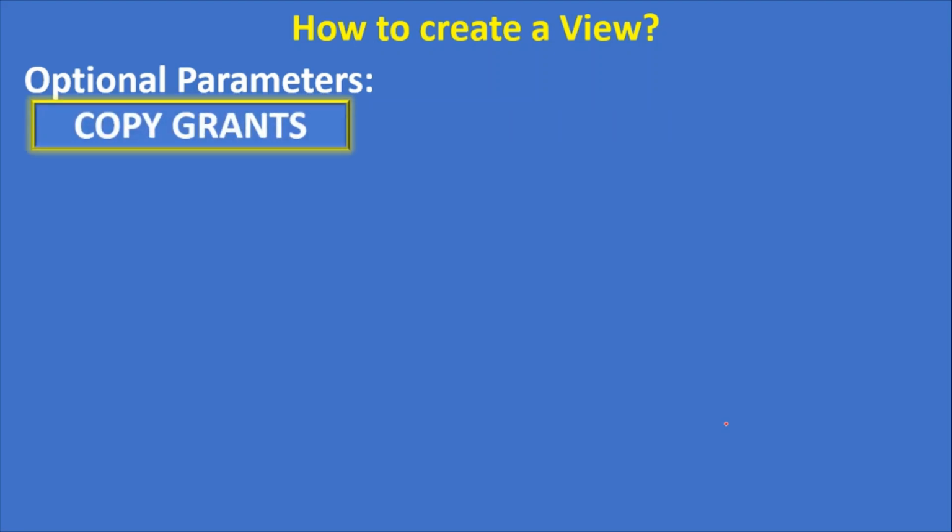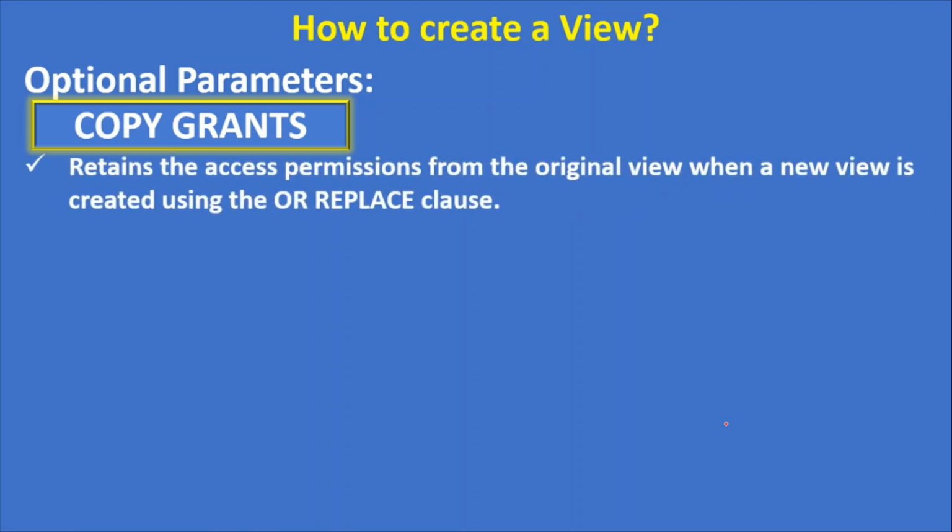The next, copy grants, which is very important. The optional parameter retains the access permissions from the original view when a new view is created using the or replace clause. See, generally, the very first time you are going to create a view, you can just create view name as select star from your query.